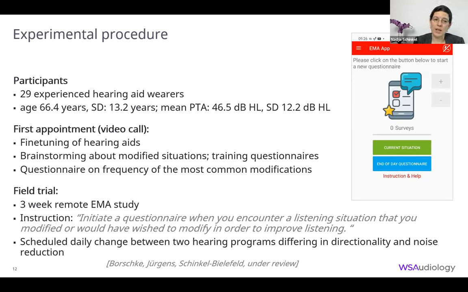We also did a questionnaire on how often they experience the most common modifications. And then we sent them out with the EMA app for 3 weeks. The instruction was, whenever you encounter a situation which you either modify to improve the listening situation or would have liked to modify, please fill out a questionnaire. And because we wanted to know whether modifications differ between different programs, we gave them 2 hearing programs, one with a lot of directionality and noise reduction and one which was omnidirectional and had very little noise reduction.